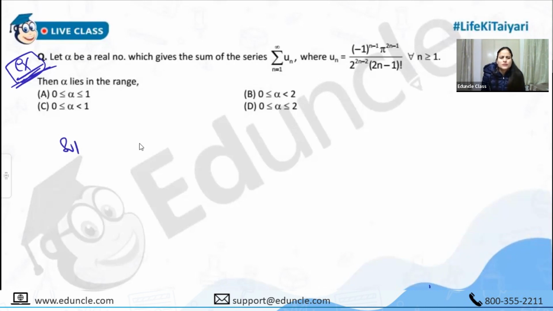Okay, I'm doing. Nth term is what? Say minus 1 raised to n minus 1. So just observe your nth term. See, you are having here factorial in denominator. Pi raised to 2n minus 1 and 2 raised to 2n minus 2.